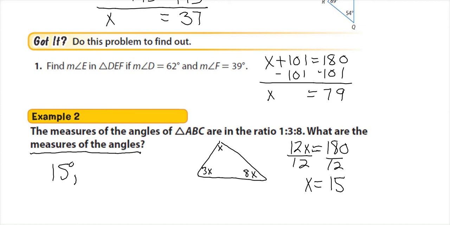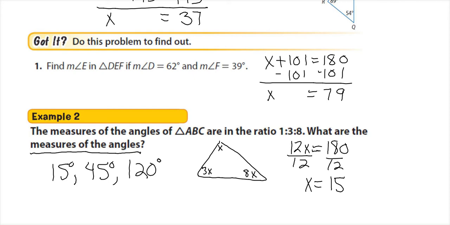And then we need 3 times the x amount, so 3 times 15 would be 45 degrees. And then we have 8 times 15, so 8 times 15 then would give us 120 degrees. Alright, so sometimes x is not always the answer. In this case, it was part of the answer, but it wasn't all of the answer.